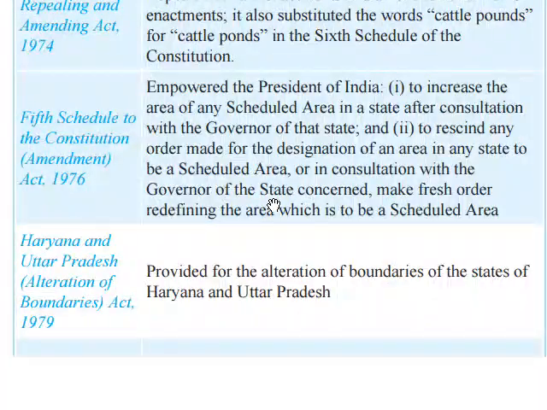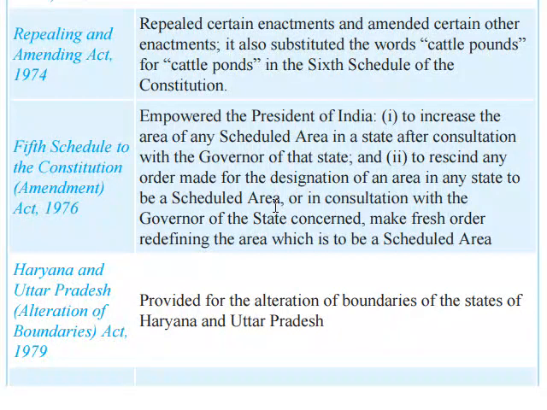Repealing and Amending Act 1974 repealed certain enactments and amended certain other enactments. It also substituted the words cattle pounds for cattle pounds in the 6th Schedule of the Constitution.